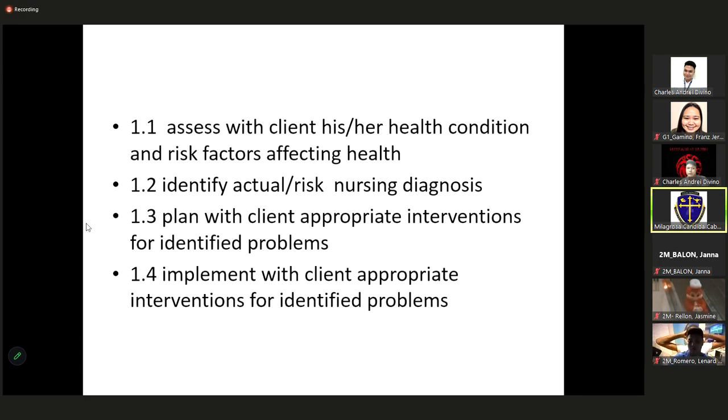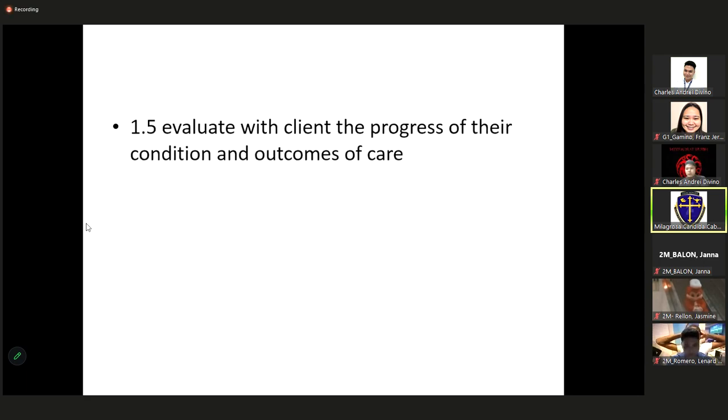Gawa tayo ng gawa ng interventions, pala hindi kaya ng patient natin. So, we rather involve the client. Alright? Implement with client appropriate interventions for identified problems. So, kailangan mo kausapin. There should be a nurse-client interaction before you can implement your interventions. Kasi mag-a-ask pa tayo ng permission para mag-cooperate din yung client natin para ma-achieve natin yung goal. Alright? And evaluate with client the progress of their condition and outcomes of care.